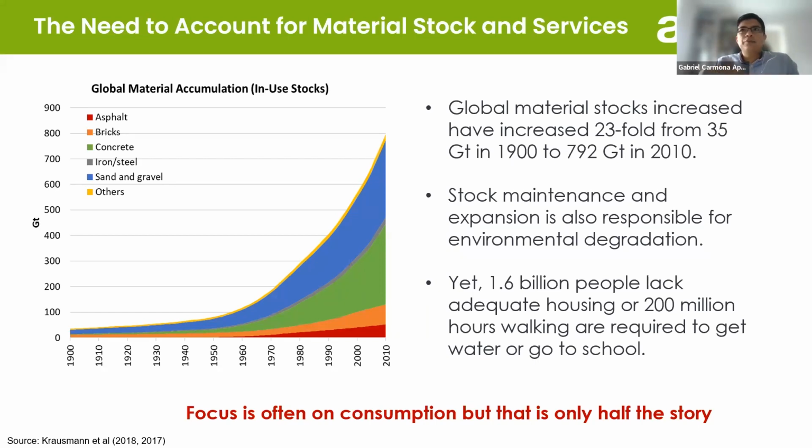And the reality is that despite the fact that we have increased our stock levels, that doesn't translate automatically into better quality of life. So, for example, 1.6 billion people lack adequate housing, or 200 million hours are required working to get water or to go to school. So talking about consumerism, it's one side of the story. The other side is how society is also accumulative. We are also hoarders.